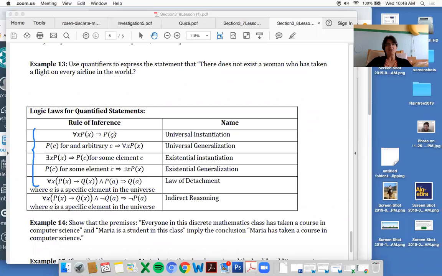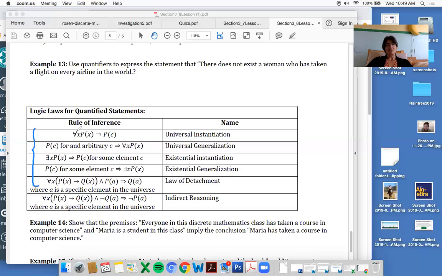These allow us to switch between a proposition over a universe, something with variables, to regular propositions that are true for one particular instance. This first one is the universal instantiation. It says that if I have the statement that for all x, p of x is true, then this implies that p is going to be true for a particular value of c.